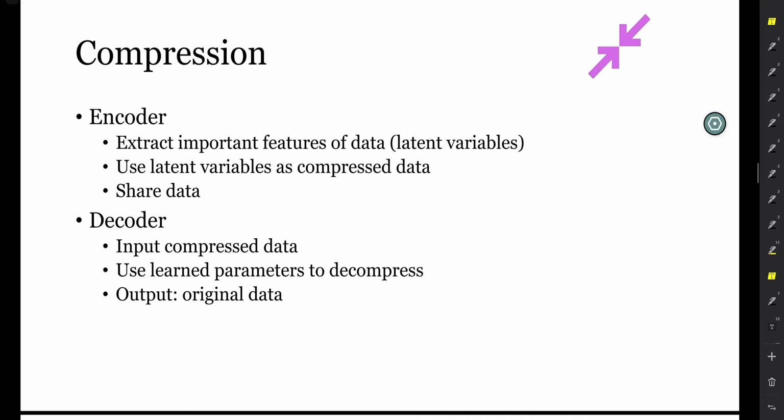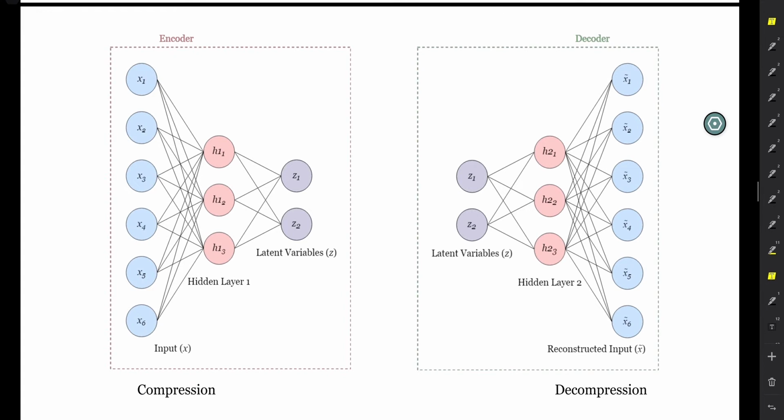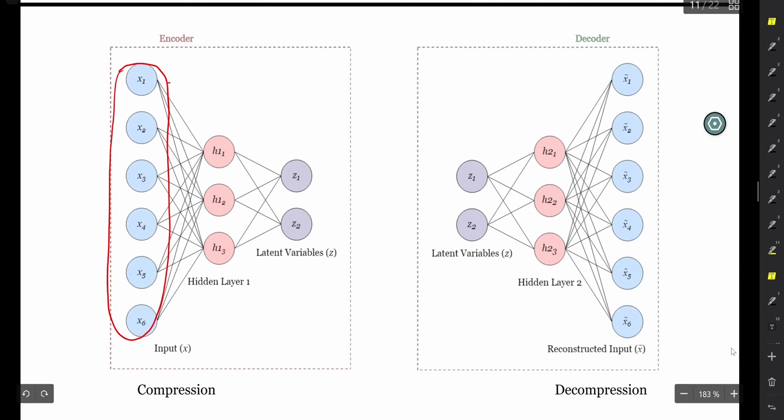Next, we'll talk about compression. When we think of data compression in autoencoders, we split up the encoder and the decoder into two parts. The encoder is used for the data compression, and the decoder is used for the data decompression. You can see here that in the compression step, we'll have our input data that will get piped through our hidden layer, and then out will come the extracted important features, which we call our latent variables.